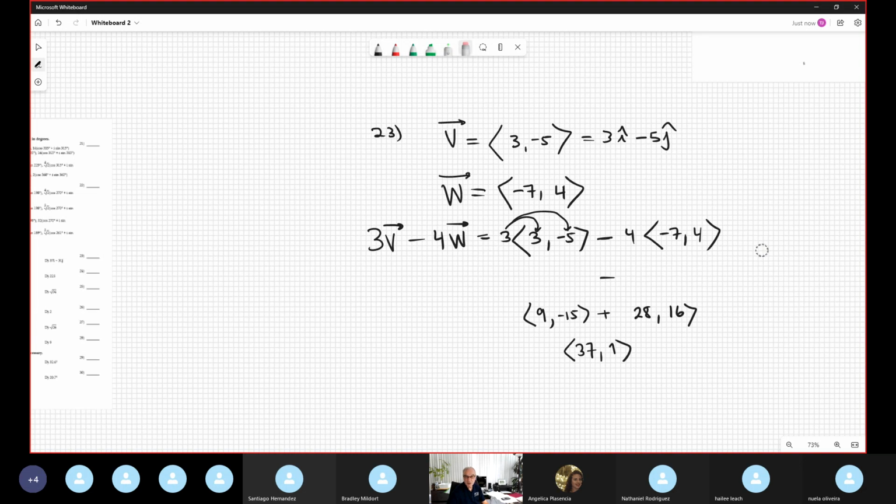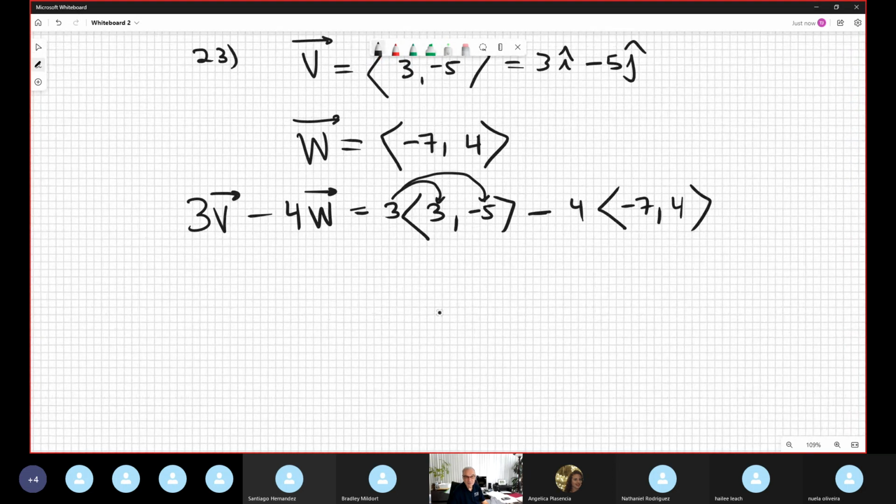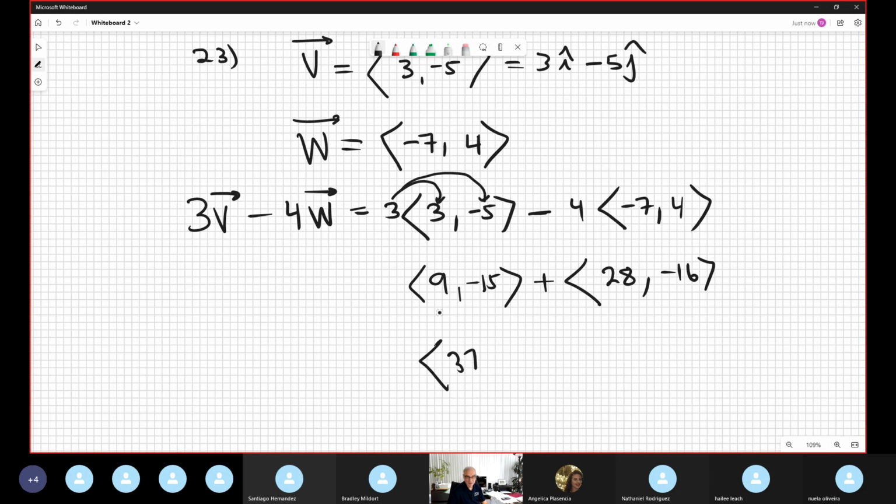Look. You multiply by 3. There is no reason to separate this. This is 9 and negative 15. Plus, actually, this is 28 because negative times negative is positive, and negative 16. And now when you combine, not necessarily multiply by negative 1 again. No, no, no. 37 comma negative 31. Okay, the option D. Thank you, miss.